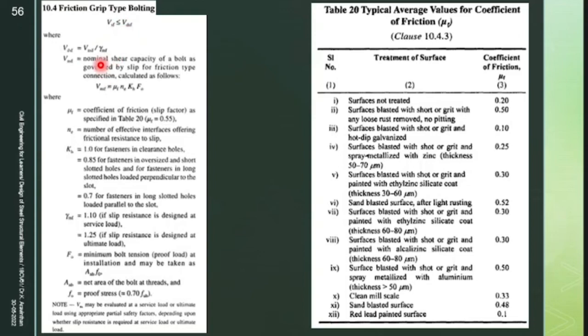So what is the formula here? Which is the design friction strength. How can you find this? You can find it by dividing the nominal strength by the factor of safety, which is the material safety factor, and you can find the nominal frictional force from mu. What is mu? The coefficient of friction, the slip factor, as specified in Table 20. How you create friction is given in the table.